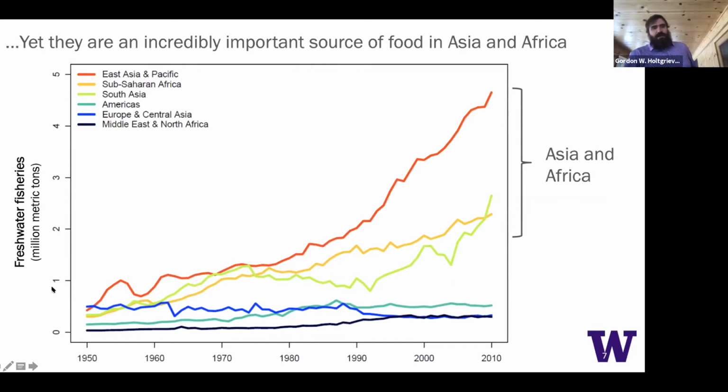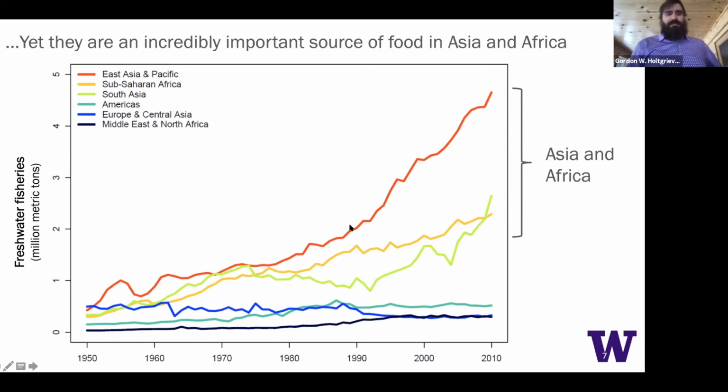These are all freshwater fish catches here, starting 1950, going through about 2010, I think is when this was made. And yeah, for a lot of the globe, this is small and it's not changing and it's no big deal. North America, Europe, Middle East and North Africa don't have any water except for the Nile, so forget about it, right? But then there are these areas of the globe that really do have significant catches, and these catches are increasing along with population growth. We're looking at East Asia and the Pacific, Sub-Saharan Africa, and South Asia. So these are areas where freshwater fish are potentially important.